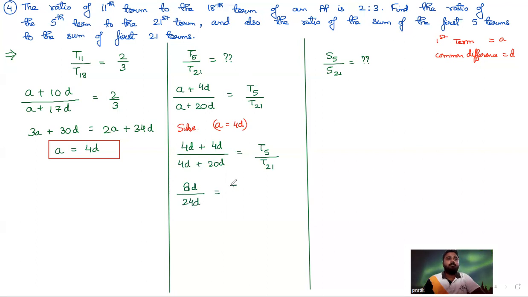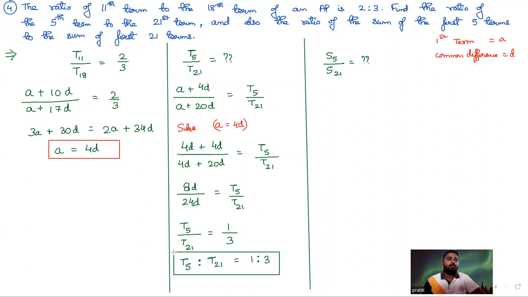Now D and D get cancelled. You understood how we get this? So T5 by T21 is equal to 1 by 3, since 8 threes are 24. This is the ratio. So you can write it again as T5 to T21 is nothing but 1 is to 3. This is the required thing that is being questioned.